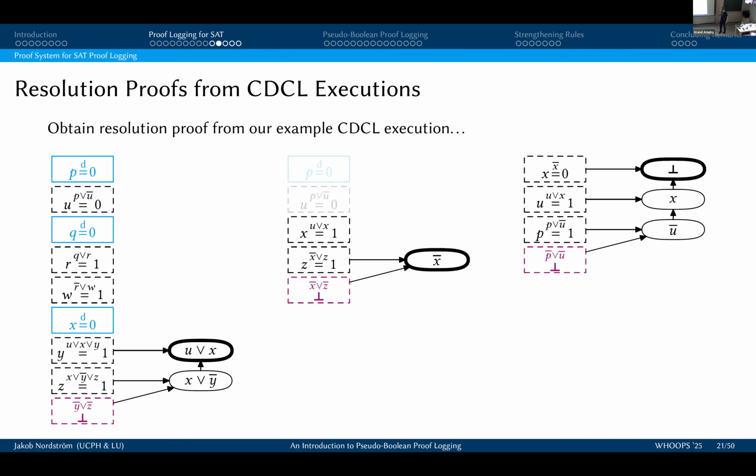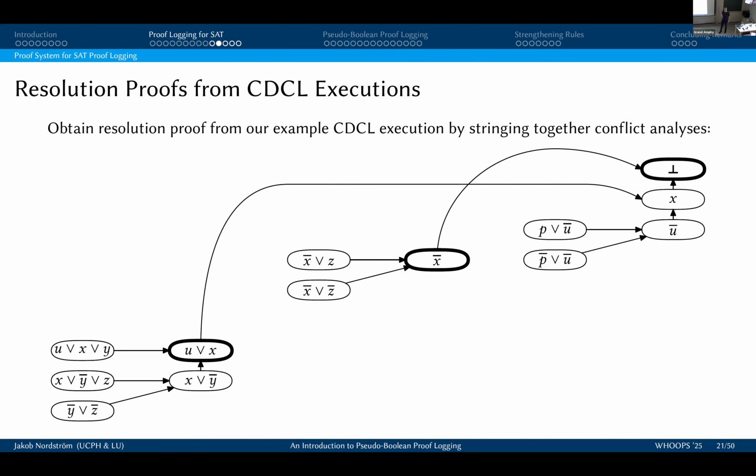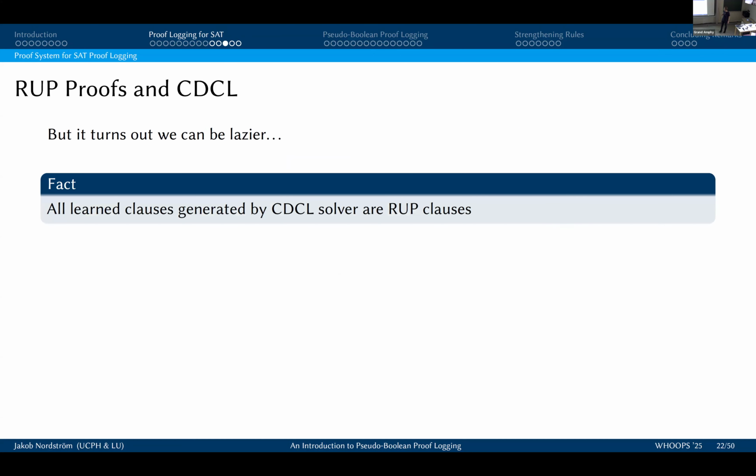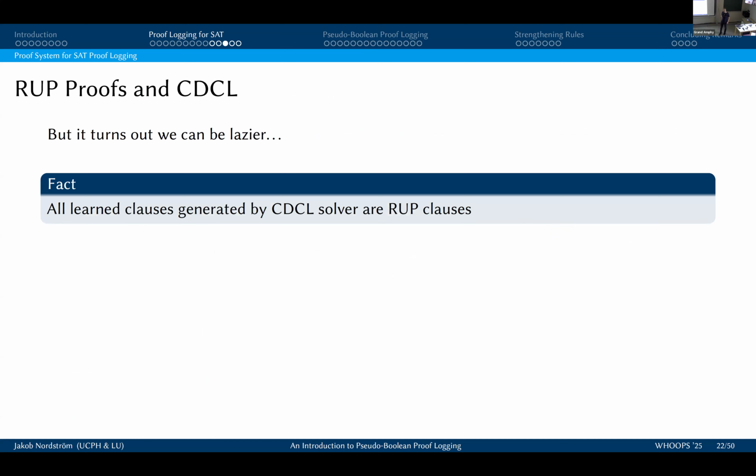And just to see this by example, here is our execution again. I can just take the conflict analyses, which are actually small resolution derivations. I just string them together, and now I get a resolution proof. And this is something that works not just for this small example, but is a general thing, which obviously would need a proof, but we don't have the time for this. So I do proof by picture. However, this is still a fairly large proof.